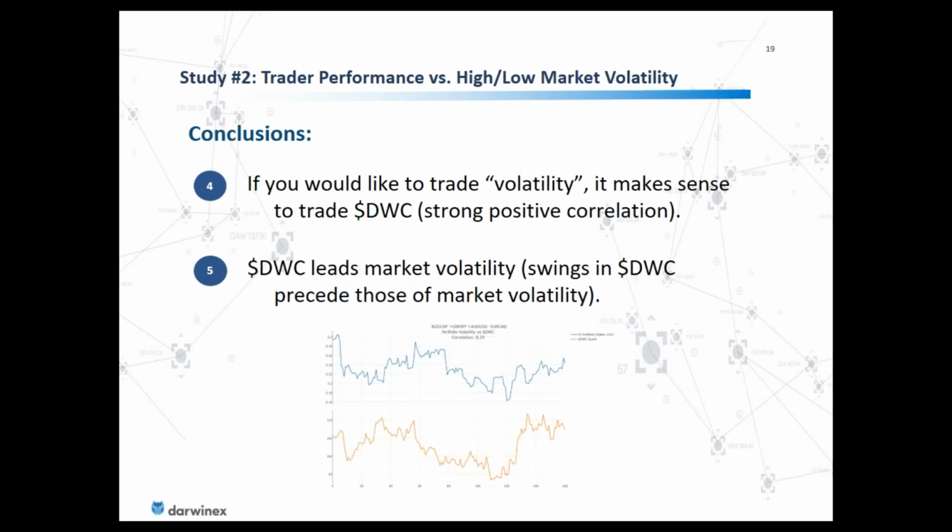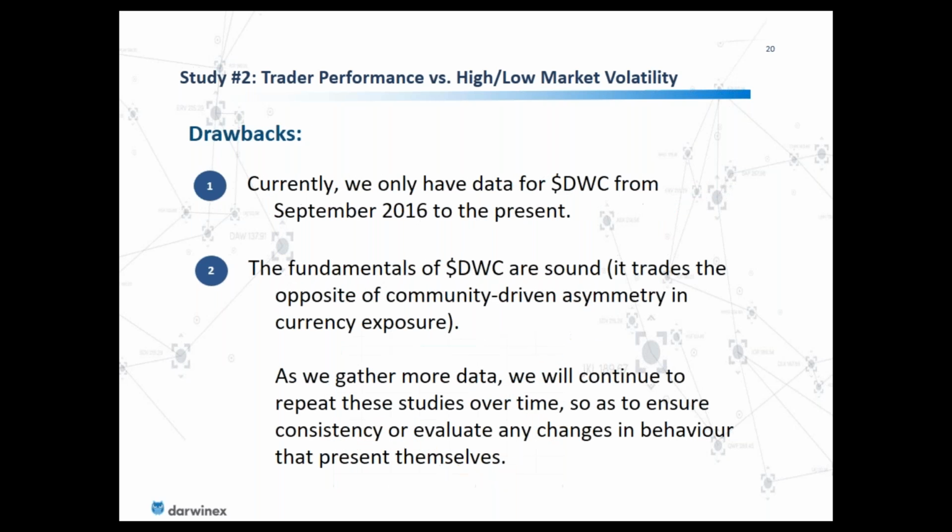So if you see an upturn, for instance, from a decline in DWC, if you notice that it's turned up, it's likely that market volatility that has been declining will be turning up again in future based on this observation. So it's a very powerful leading indicator. However, there are some drawbacks to making that statement.